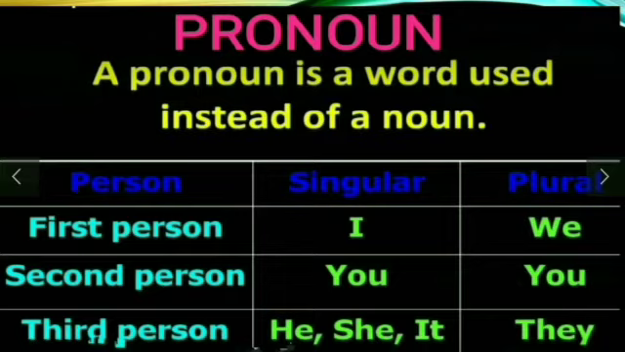In the third person, the person about whom we speak, if it is in singular form, we use he for masculine, that means boy or man. Then we use the pronoun word she for the feminine, that means girl or woman. Then we use it for neutral gender. That means in third person singular form, we have to use the pronoun word according to the gender of the noun. But in the plural form, we use the pronoun word they for all the cases.